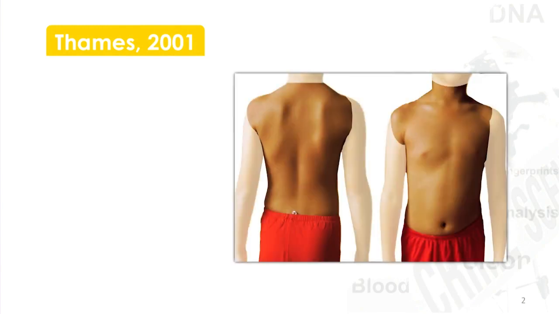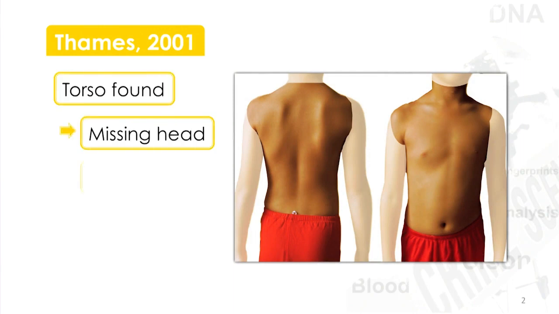We don't know the name of this victim. He was given the name Adam by the police during the investigation. He was found in 2001 on the bank of the River Thames in central London. It wasn't a complete body. It was only the torso. So the head was missing, the arms were missing.